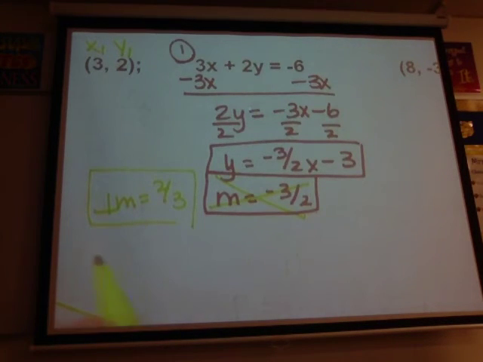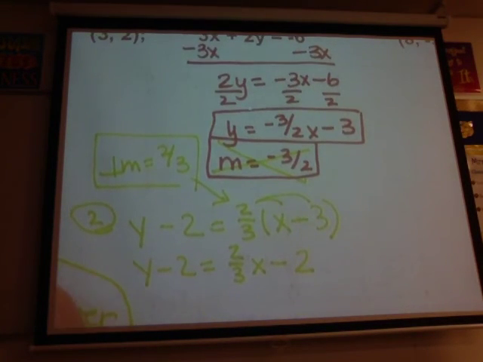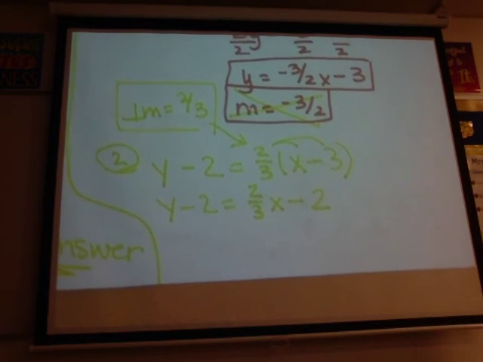So for step 2, it's going to be y minus your y1, which is 2, equals your perpendicular slope, so 2/3, times x minus 3. Distribute. That y minus 2 stays. I get 2/3 times x minus 2. Then what do I do? Add 2. And so my answer is y equals 2/3 x.